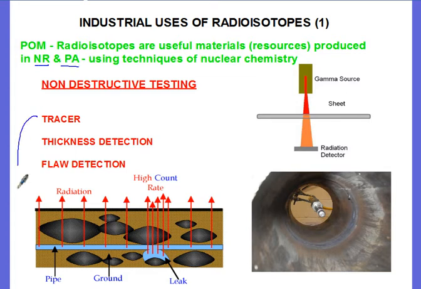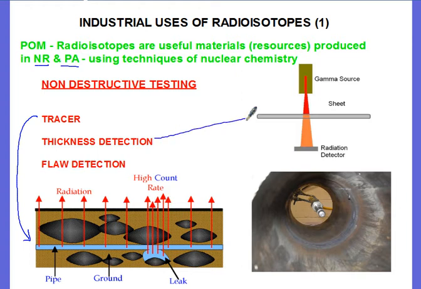First of all, you can use them as a tracer in things like underground pipelines. You can inject your radioisotope into the underground pipeline, and then you can see, is there a leak? If there's extra radiation coming out above the surface, that means you don't need to dig up the pipeline to find the leaks. You can do it non-destructively.